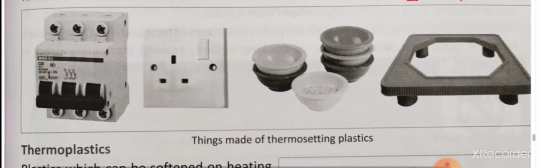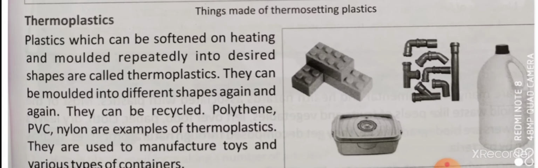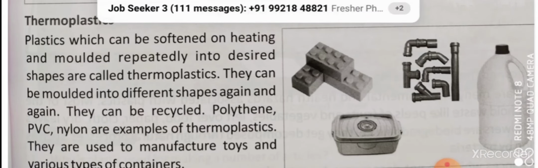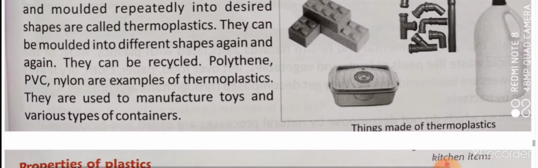You can see a few examples of thermoset plastics here in the figure. Now we'll see thermoplastics quickly. Thermoplastics are plastics which can be softened on heating and molded repeatedly into desired shapes. They can be molded into different shapes again and again. They can be recycled. Polythene, PVC and nylon are examples of thermoplastics. They are used to manufacture toys and various types of containers.